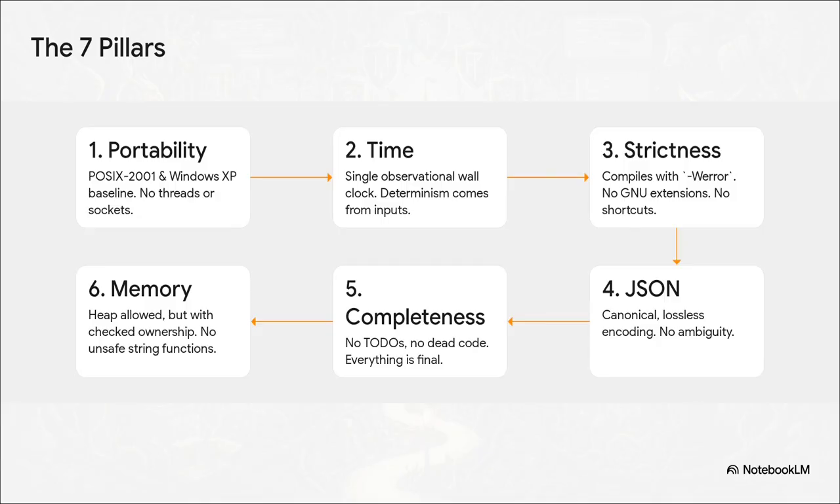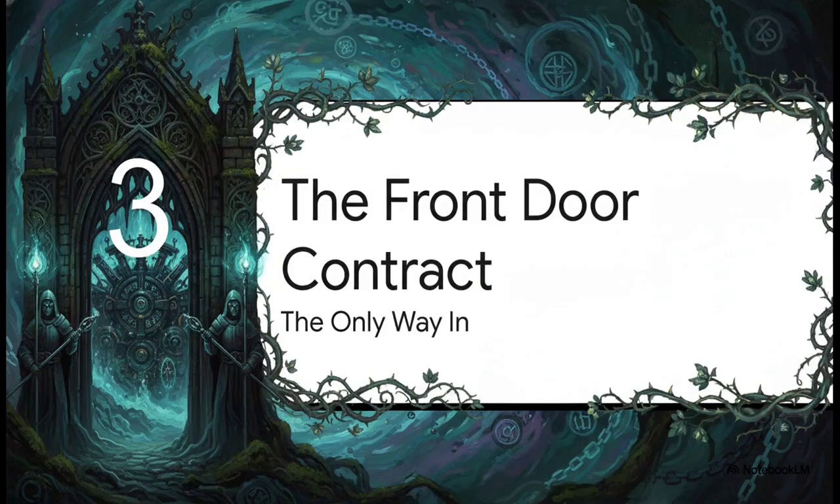Just look at portability. It restricts itself to ancient standards and, get this, no threads. Why? Because threads are a huge source of unpredictability. Or check out strictness. Compiling with -Werror means that even the tiniest warning from the compiler stops the entire build. It's a zero-tolerance policy for anything less than perfect code. And then completeness. No to-dos, no dead code. If it's in the project, it's done and it works. These are not just suggestions. They are unbreakable laws.